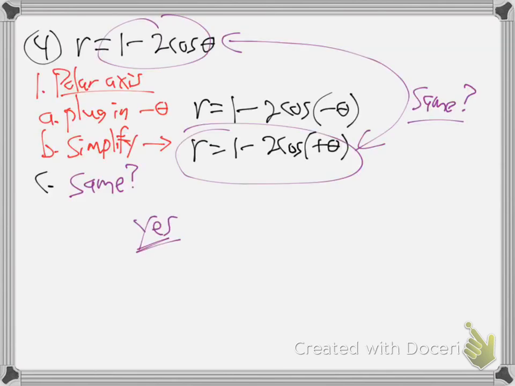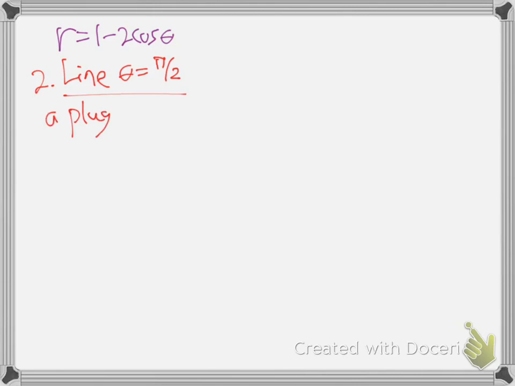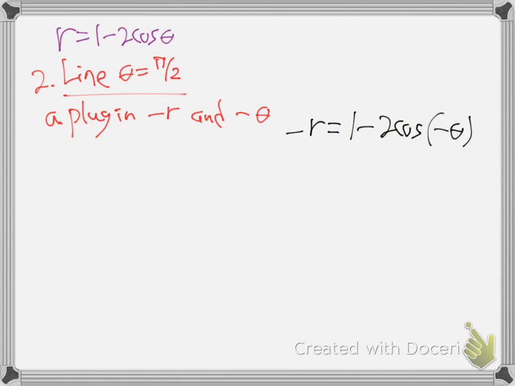So it's r equals 1 minus 2 cos theta. And I'm going to do test number 2. Test number 2 is line theta is pi over 2. So we plug in negative r and negative theta both. So what do we get? Negative r is 1 minus 2 cosine negative theta. Good to there?